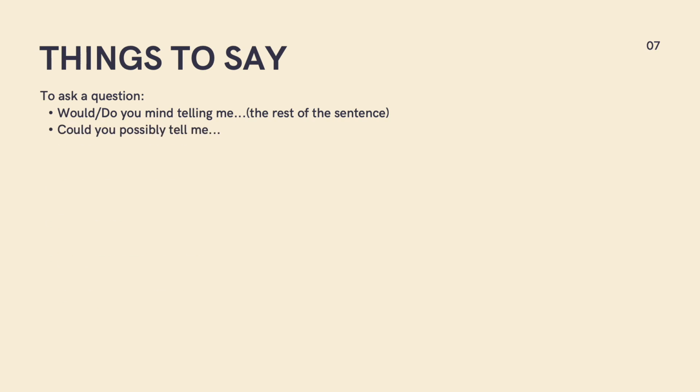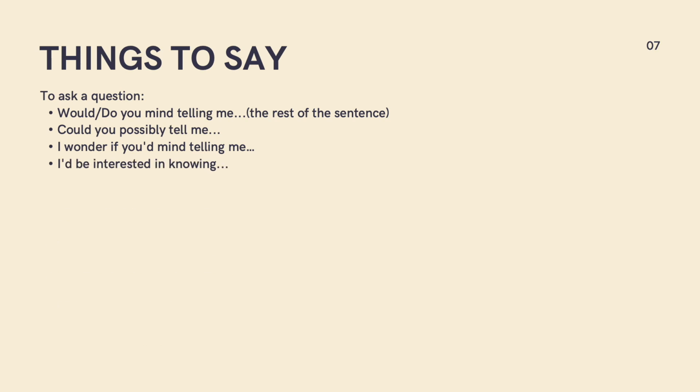Here are some other things that you can say, some other expressions that you can use. If you want to ask a question, say, would you mind telling me, or do you mind telling me? And then the rest of the sentence. For example, would you mind telling me the details about this? You can also say, could you possibly tell me something? Could you possibly tell me the details about that? You can also say, I wonder if you would mind telling me something.